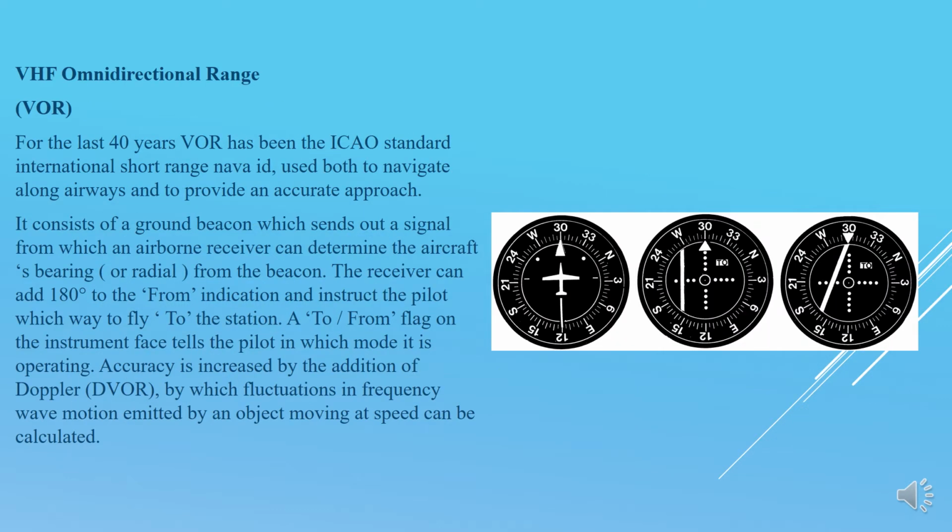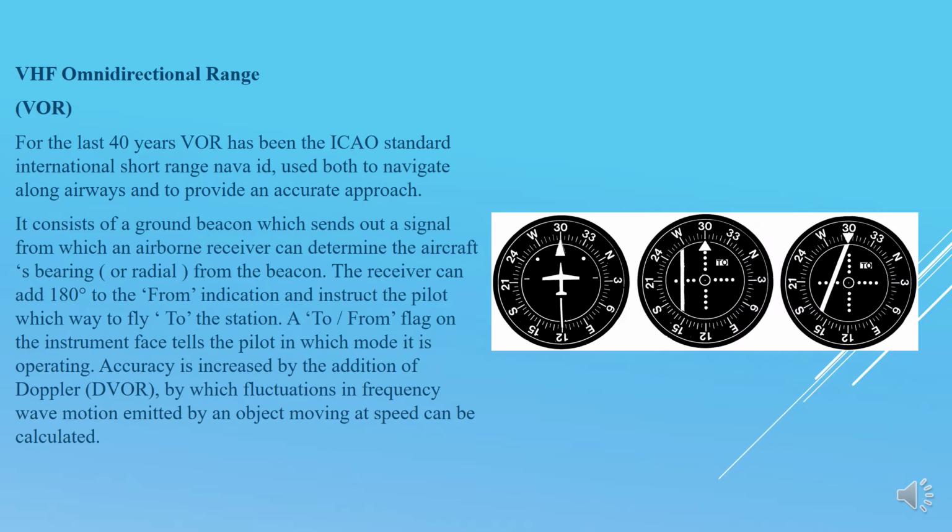Very High Frequency Omnidirectional Range, VOR. For the last 40 years, VOR has been the ICAO standard international short-range nav aid, used both to navigate along airways and to provide an accurate approach. It consists of a ground beacon which sends out a signal from which an airborne receiver can determine the aircraft's bearing, or radial, from the beacon.